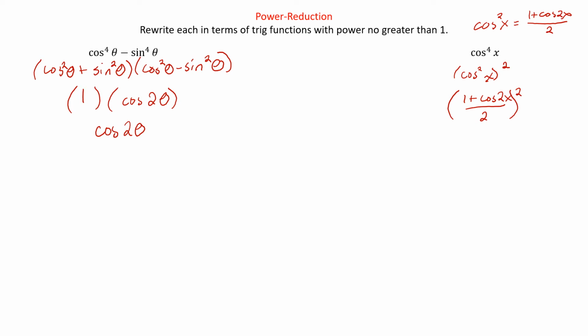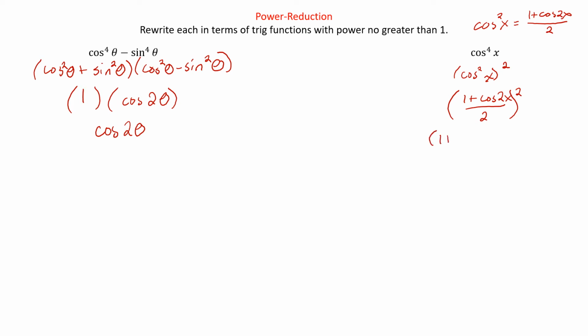But we still have a squared here. So what we're going to do is we're going to multiply this out. Now when we do this, you can't just distribute the squared. You've got to distribute 1 plus cosine 2x times 1 plus cosine 2x. Don't be that guy that just tries to distribute the exponent through the addition. Don't do it.